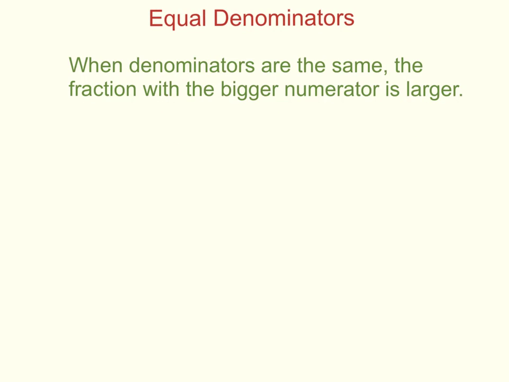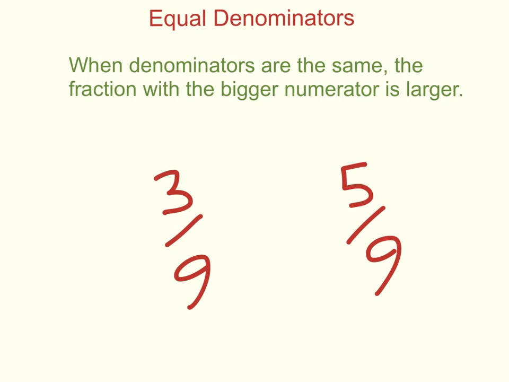There it is, words to live by. When the denominators are the same, the fraction with the bigger numerator is larger. So if I ask you, what's bigger? 3/9 or 5/9? Well, since the denominators are the same, we look to the bigger numerator, and 5 is bigger than 3. So that means that 5/9 is greater than 3/9.